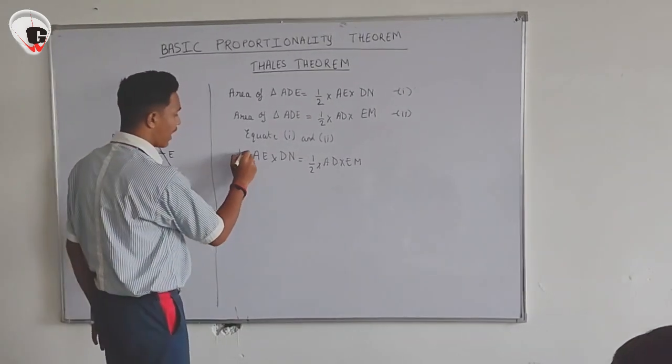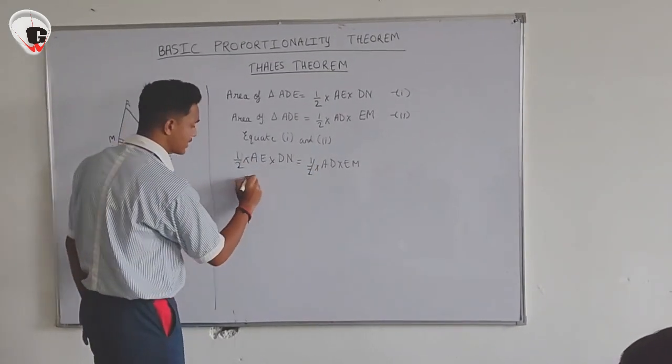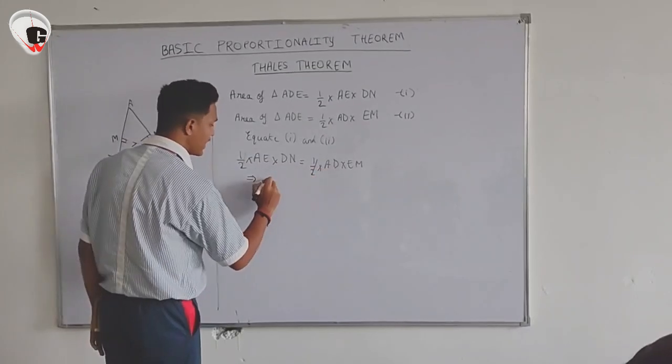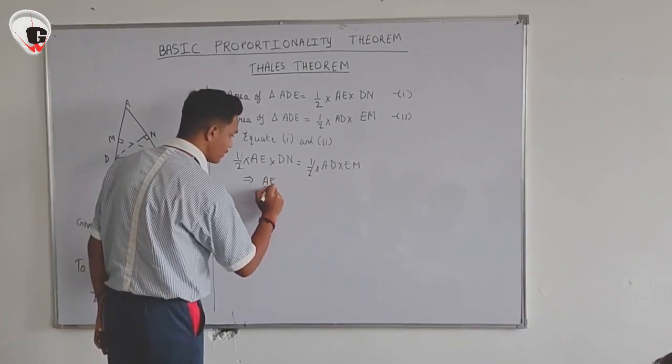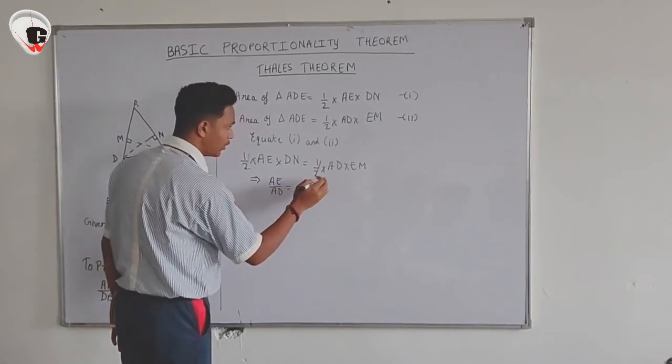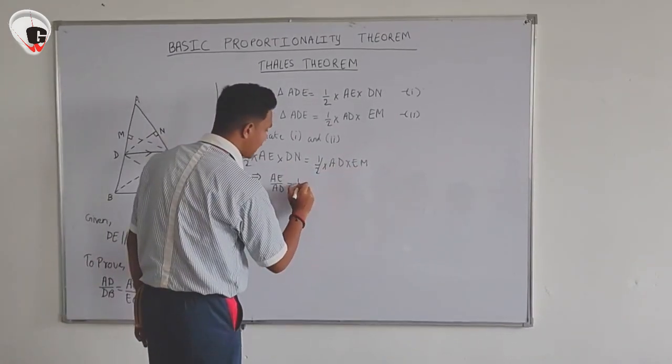Let us do that. Half and half would get cancelled. So AE by AD would be EM by DN.